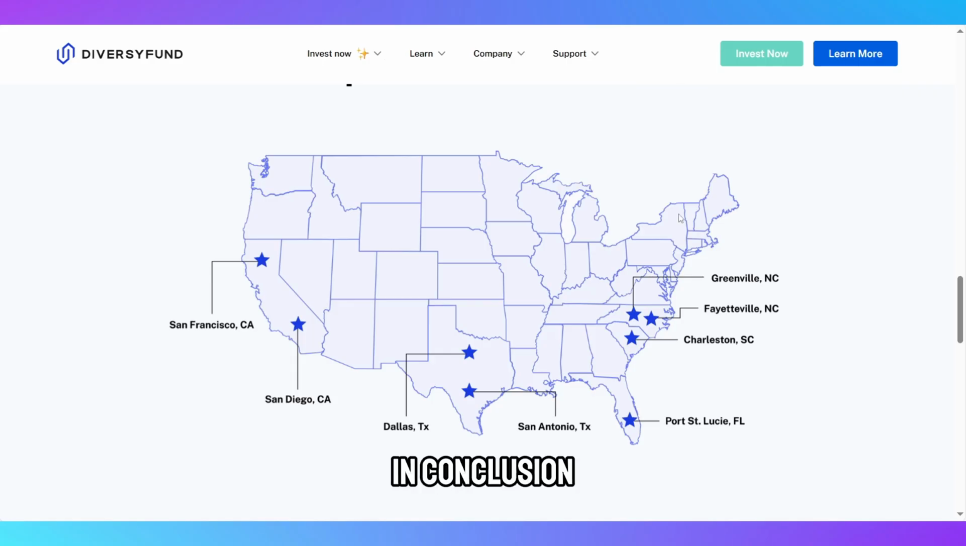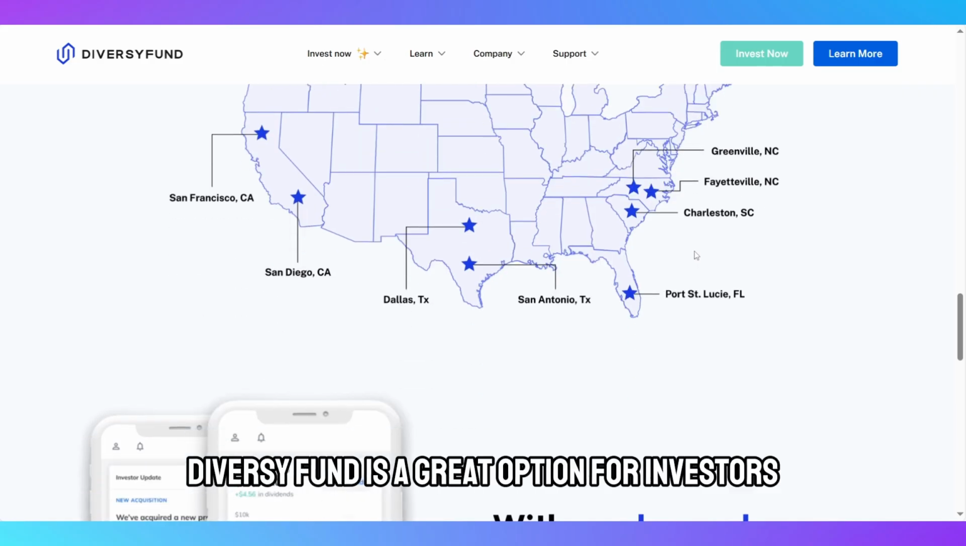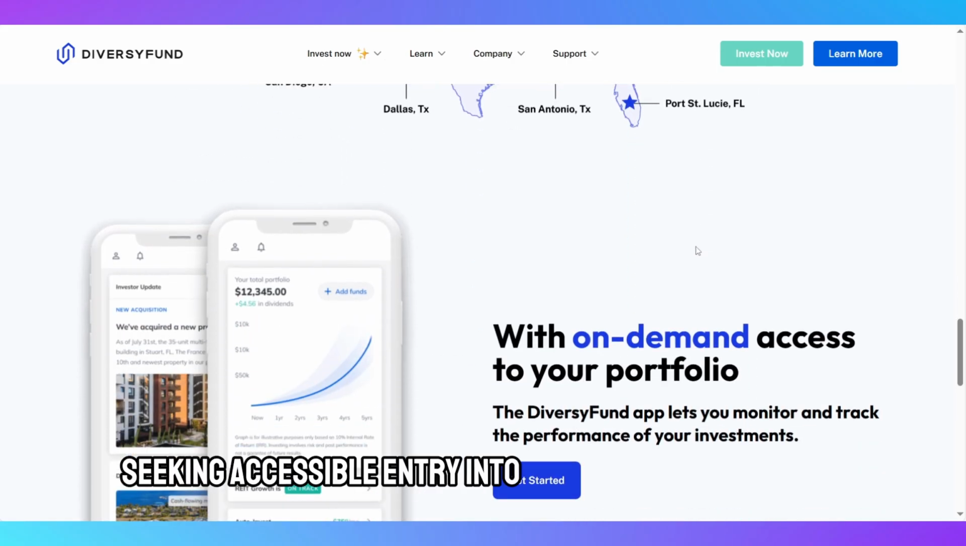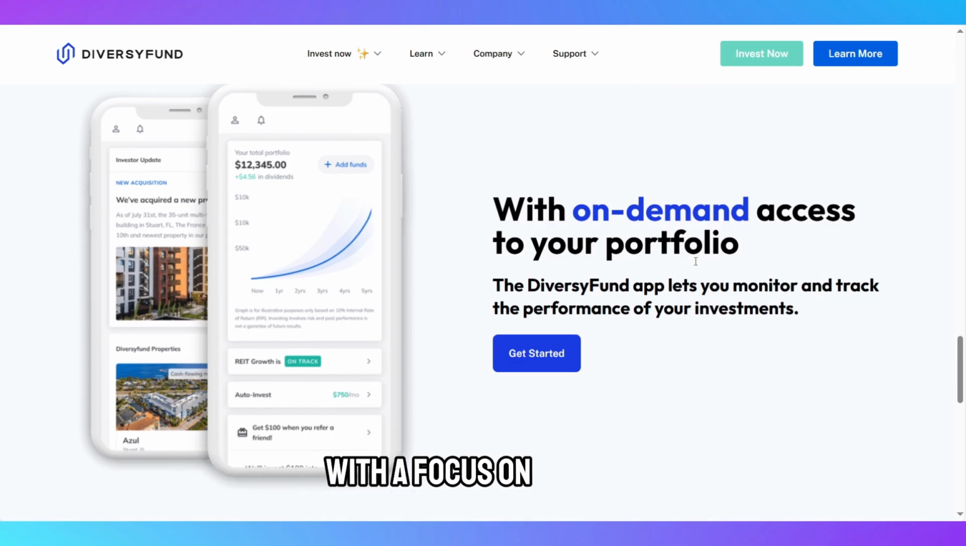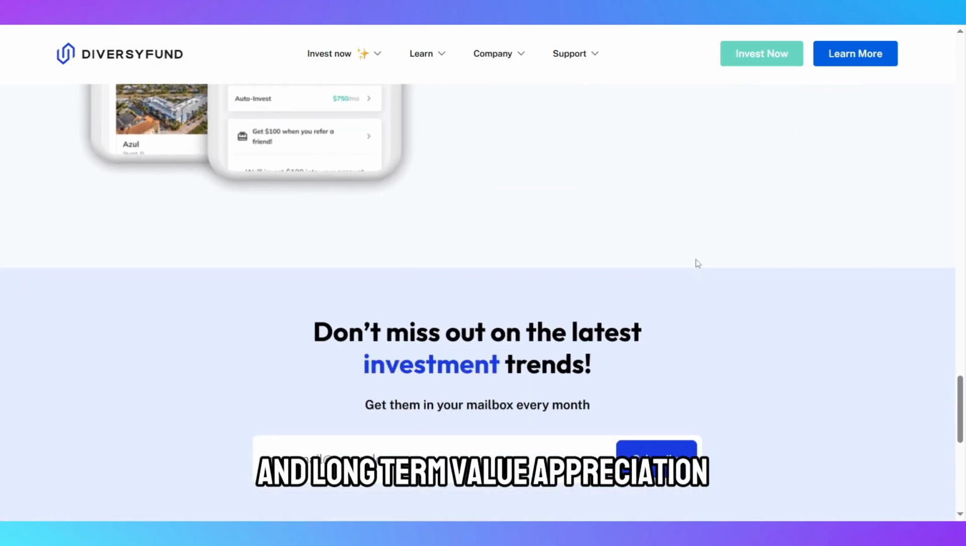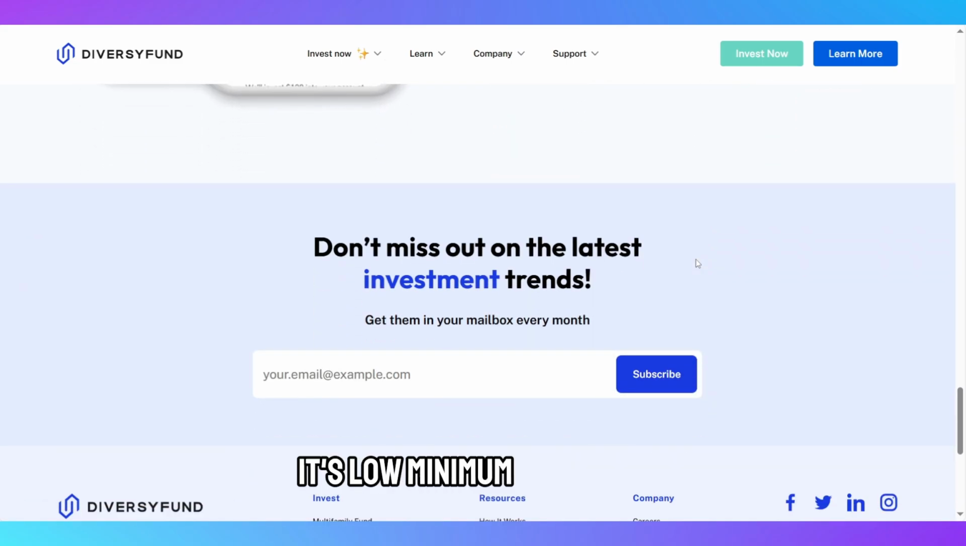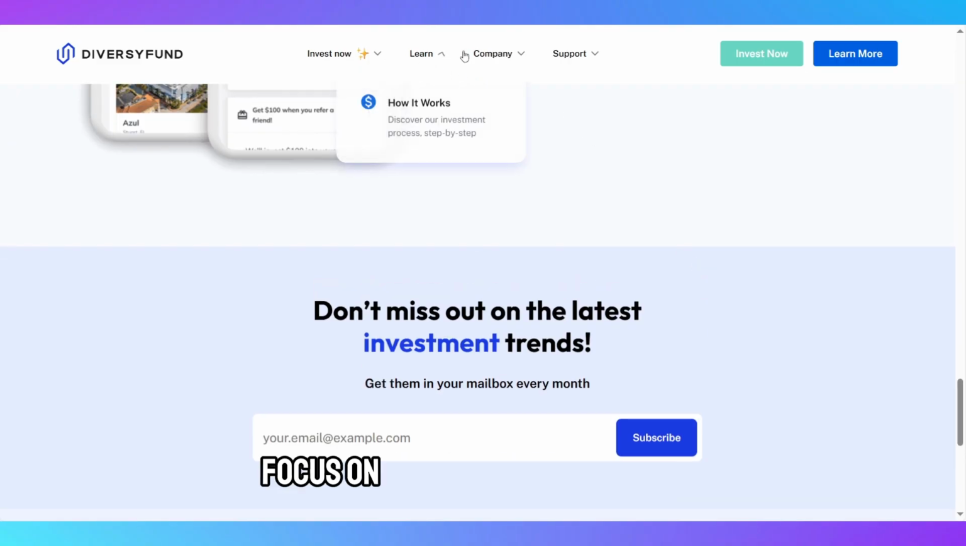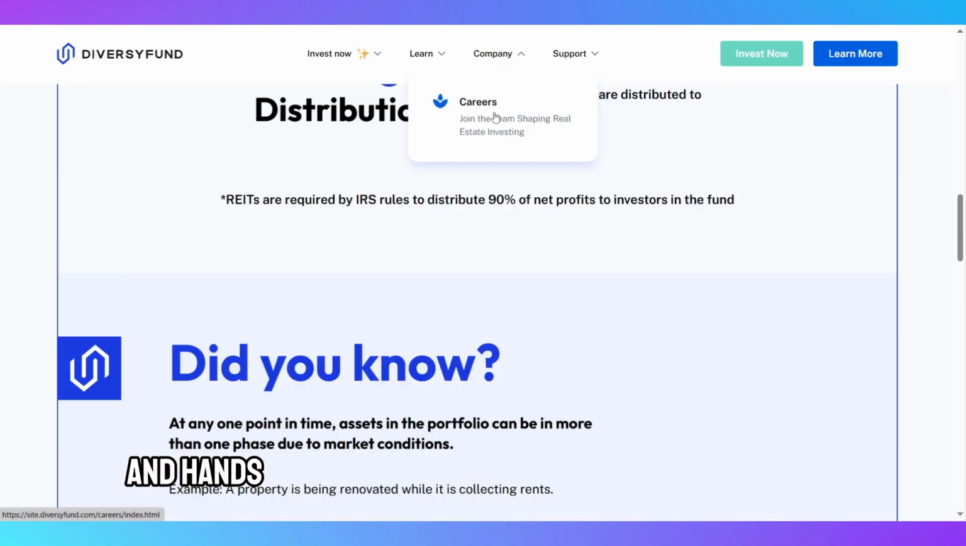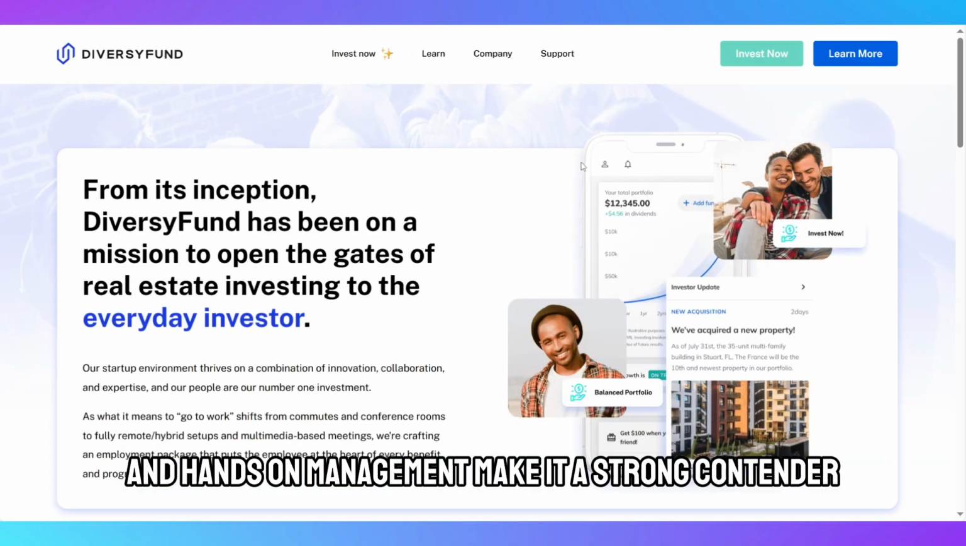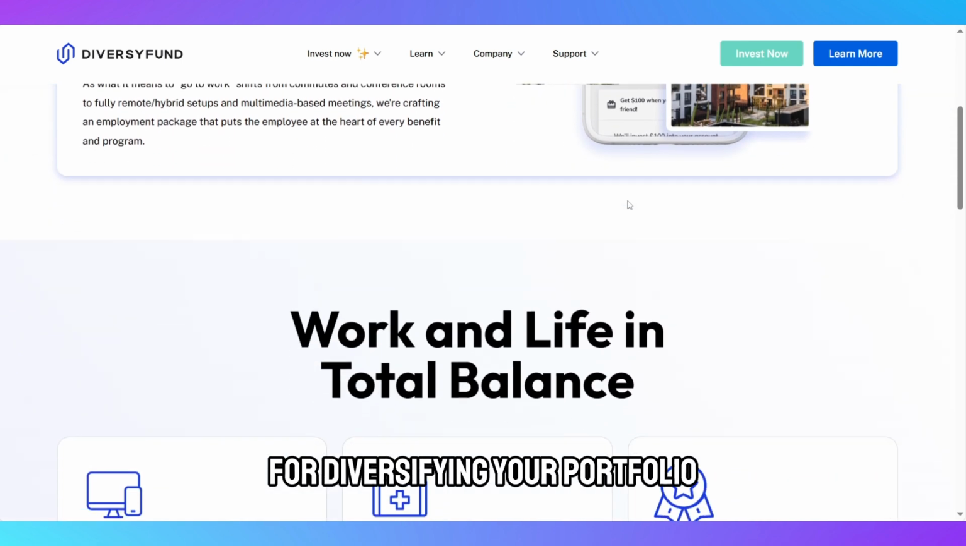In conclusion, DiversyFund is a great option for investors seeking accessible entry into commercial real estate with a focus on growth and long-term value appreciation. Its low minimum investment, focus on multifamily properties, and hands-on management make it a strong contender for diversifying your portfolio.